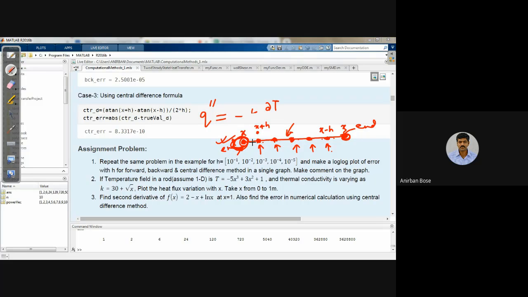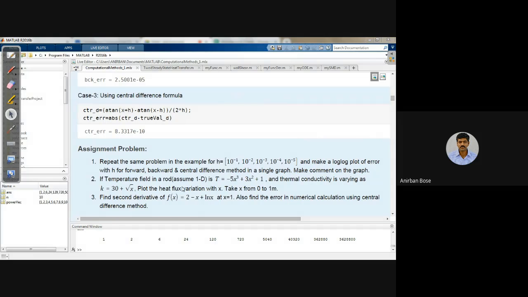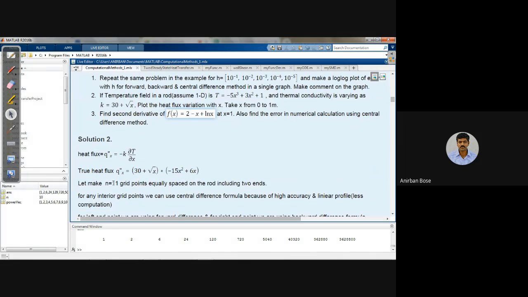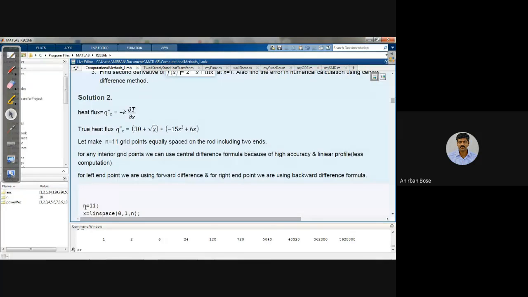So that is what we are going to do here, and we'll find out what heat flux comes out. Let us see how to write the code for that. Initially, the true heat flux is calculated simply by putting in the expression of K and differentiating by ordinary differentiation, giving minus 15x squared plus 6x. So this is the analytical way of solving it. Let us take 11 grid points to start with, equally spaced on the rod, including the 2 endpoints.